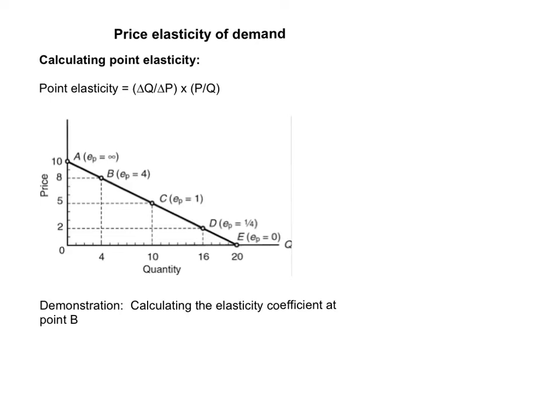In this clip, we are going to take a look at how to calculate point elasticity, which means we are calculating the price elasticity of demand coefficient at a particular point on a linear demand curve. For example, in the diagram at point B, we see that the elasticity coefficient is 4. This tells us that at point B, a 1% change in the price leads to a 4% change in the quantity demanded. Let's see how this is calculated.